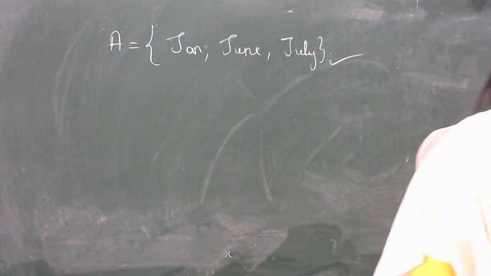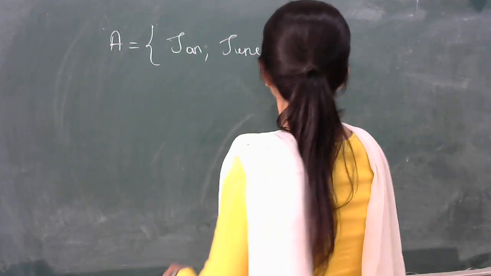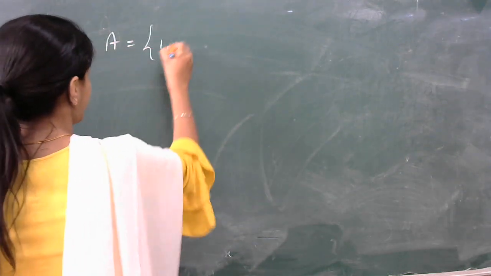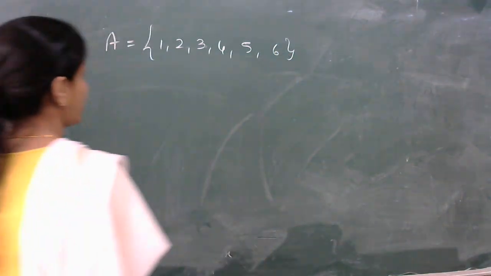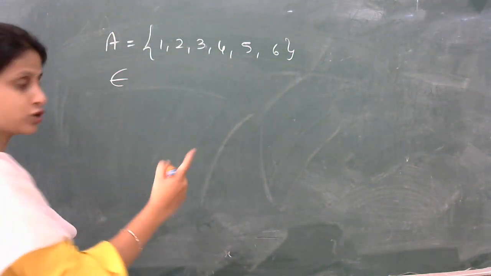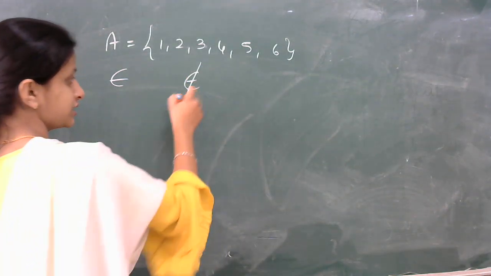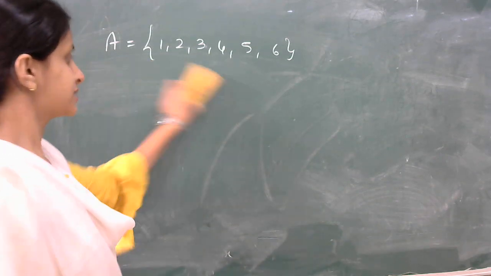Now if we proceed to the second one, let A is equal to {1, 2, 3, 4, 5, 6}. Now we have to use the appropriate signs. This is epsilon, which means belongs to. This is does not belong to. Now we have to use these appropriate signs.